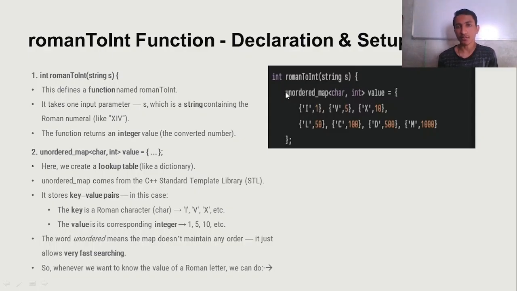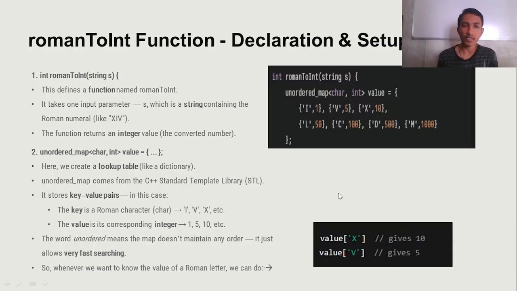Now let's talk about the second line, that is the unordered_map of char to int called value. Here we create a lookup table like a dictionary. unordered_map comes from the C++ standard template library. It stores key-value pairs. In this case, the key is a Roman character I, V, X, etc., and the value is the corresponding integer 1, 5, 10, etc. The word unordered means the map does not maintain any order. It just allows very fast searching. So whenever we want to know the value of a Roman letter, we can do value of X, it will give us 10. Value of V, it will give 5.